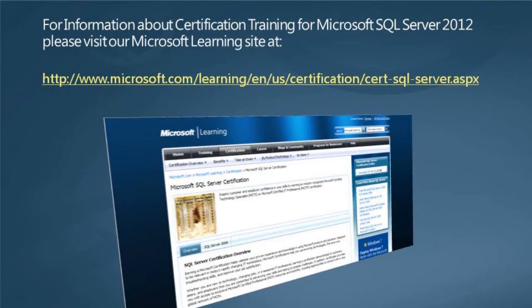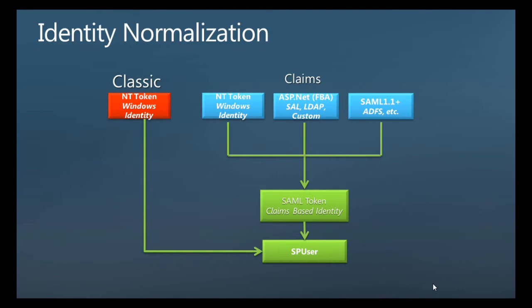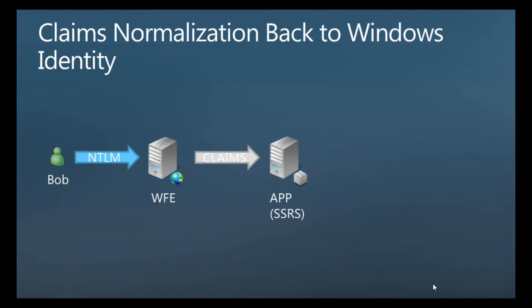So again, let's just talk about identity normalization. The key point to take away here is regardless of the incoming authentication mode, SharePoint is going to normalize you down into an SP user and into a claim set. This means that once you've moved off the web front end, you lose your Windows identity. You are now just a set of claims being passed around. So this architecture introduced a lot of improvements from previous versions of SharePoint. We won't go into the details, but it does introduce a challenge.